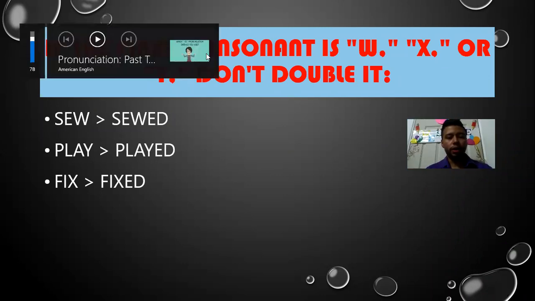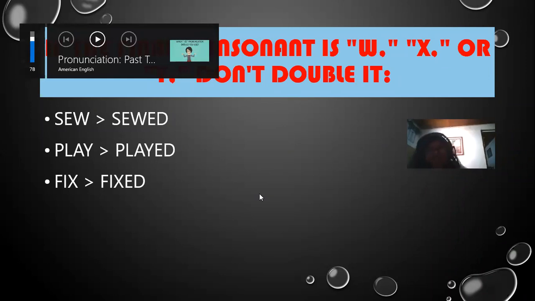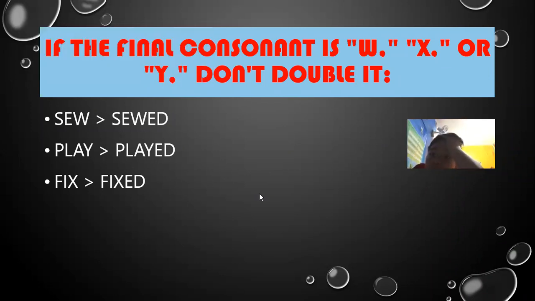If the final consonant is W, X, or Y, don't double it, exactly. So this is the recommendation. Only for these exceptions, these verbs are exceptions. So don't double, don't write one more time the consonant. We have the verb sew. Sew is, in this case, coser. It's when you, cuando tejen alguna ropa o la tela, that's sew, that's the verb. So we don't have to double the consonant, only one time.